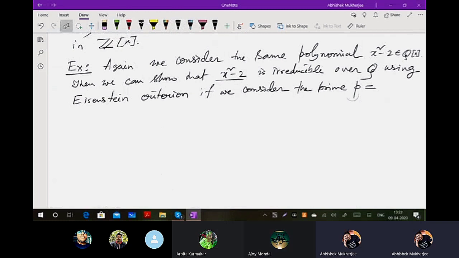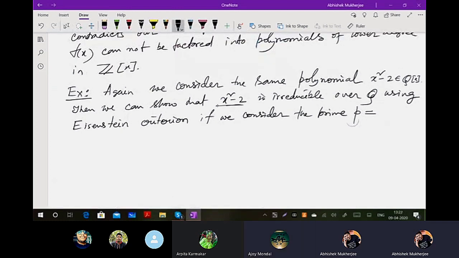It depends on the coefficients of the polynomial. It will give some indications that yes, you need to choose this prime. So here we can choose the prime 2. Prime is 2.